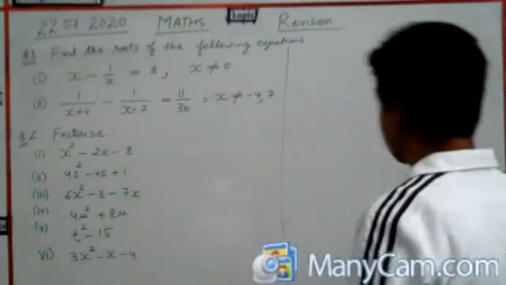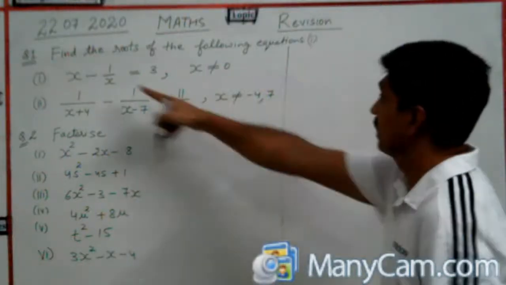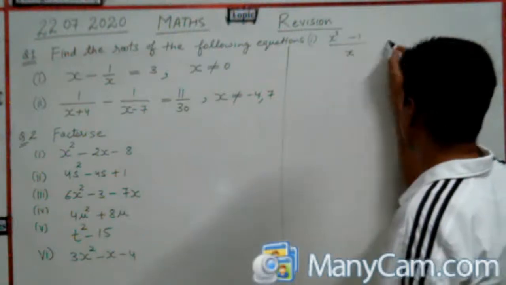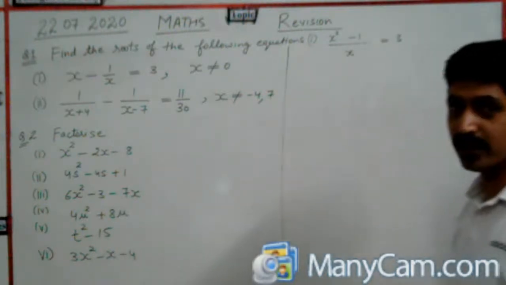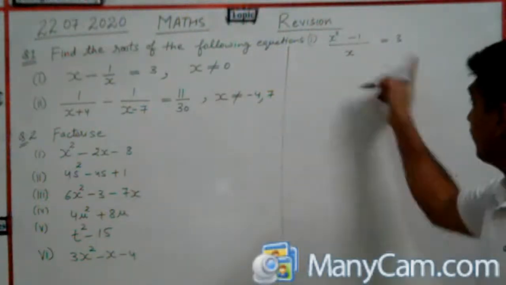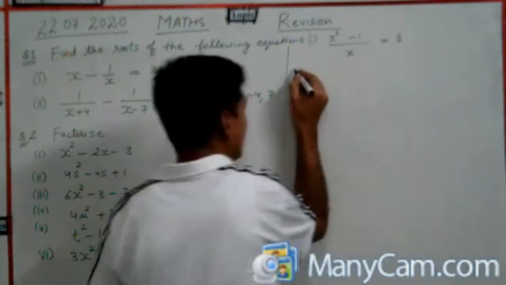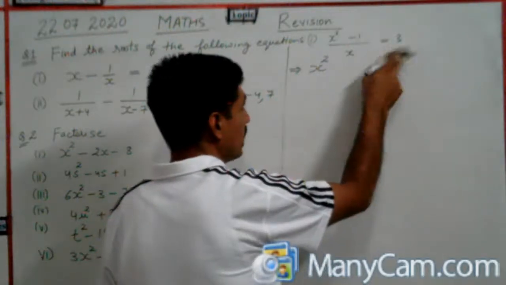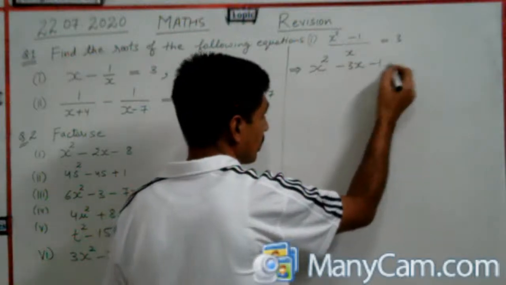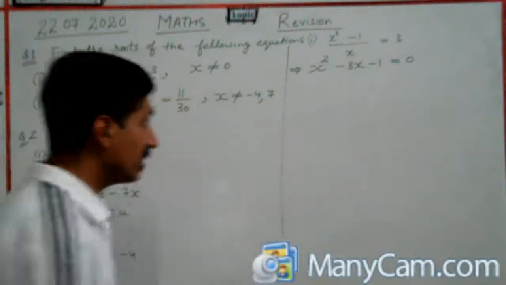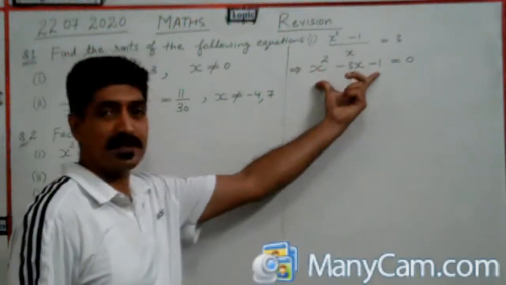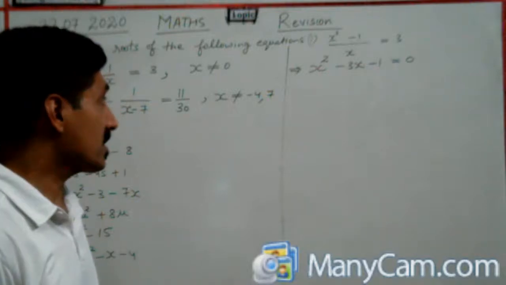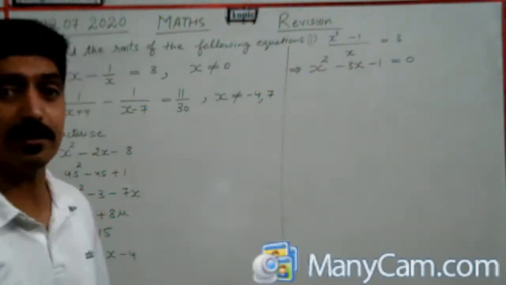First part here, when we take the LCM, which is x, we have x square minus 1 is equal to 3. When we cross multiply and rearrange, this implies x square minus 3x minus 1 equals 0. If possible, you can find the roots by splitting the middle term. But here, because the sum and product are difficult, you can go with the quadratic formula.